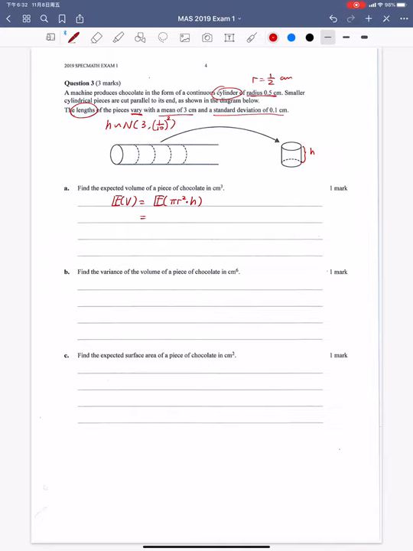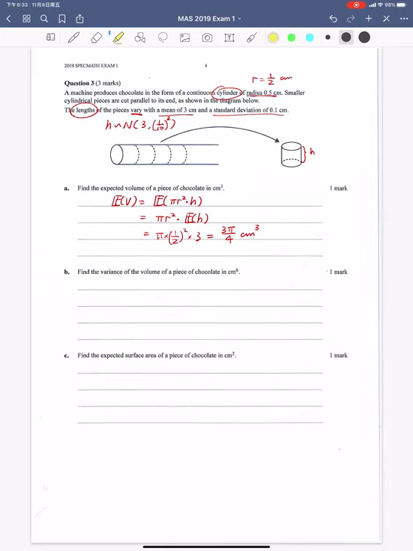Because I know my radius is a fixed value, like a constant, and pi is also a constant. So I'm taking out pi r squared times the expected value of h. And pi times half to the power of 2 times expected value of h, which is 3. And finally, I will have 3 pi over 4 centimeters cubed.